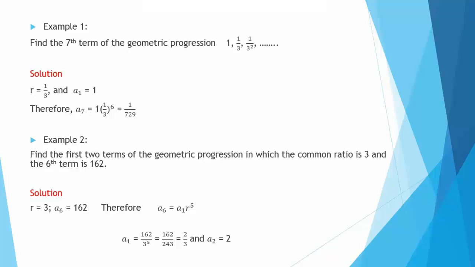Example 2. Find the first two terms of the geometric progression in which the common ratio is 3 and the sixth term is 162. According to the information given in the question, the common ratio is 3 and the sixth term is 162. Therefore by substituting in the general equation for the sixth term, we get a6 equals a1 times r to the power 5. Then making a1 the subject of the formula, we get a1 equals 162 over 3 to the power 5, which equals 162 over 243. That is a1 equals 2/3. If the first term is 2/3, by multiplying by the common ratio we get the second term, therefore a2 equals 2.